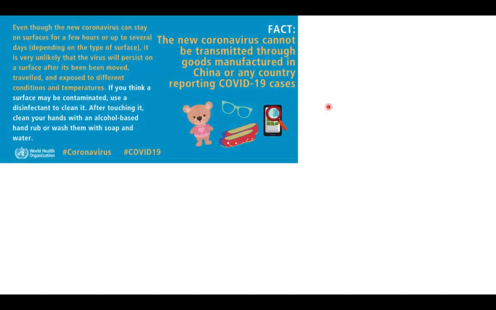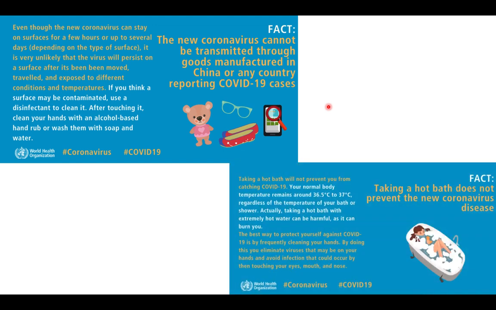Other cases include that the new coronavirus cannot be transmitted through manufactured goods from China. People believe that anything they buy from Amazon, such as face masks or toys, glasses, iPhone cases, whatever you have, because they come directly from China, may be contaminated with coronavirus. This is not true because coronavirus can only live up to several hours on a surface, so it is highly unlikely, 99% of the time it is not. So this is wrong information out there, and taking hot baths does not prevent coronavirus either.